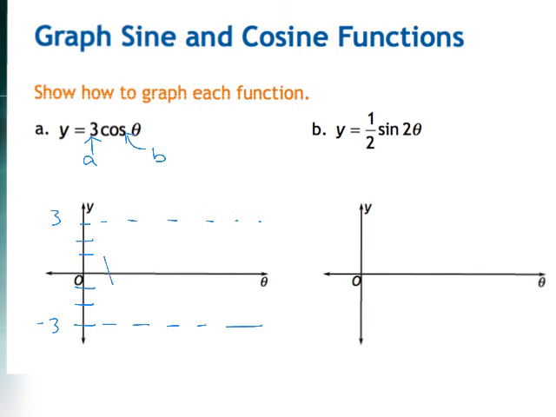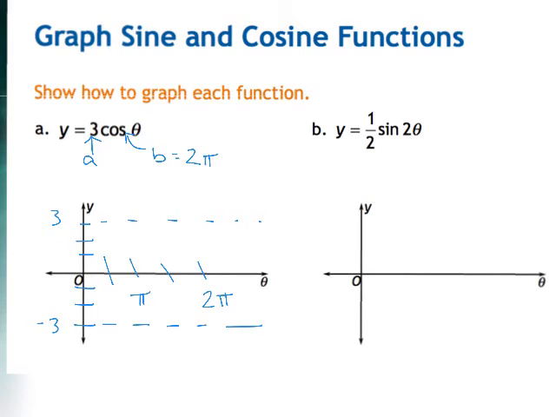And then we always go 4 out, 1, 2, 3, 4. And our end is at 360 divided by the absolute value of b, or 2 pi divided by b. I'm just going to go ahead and do it in terms of radians. So ours is going to be 2 pi. So for me, it's so much easier. So 2 pi there, halfway.